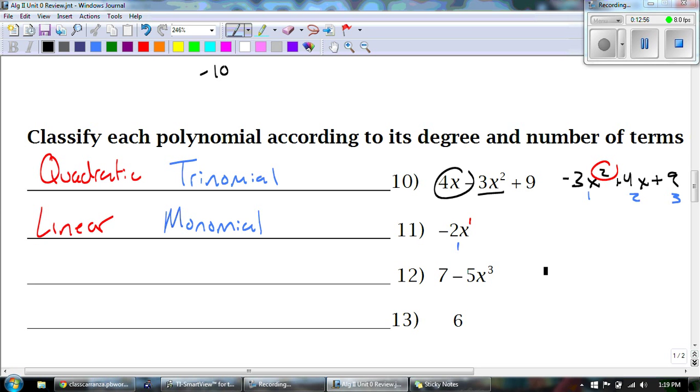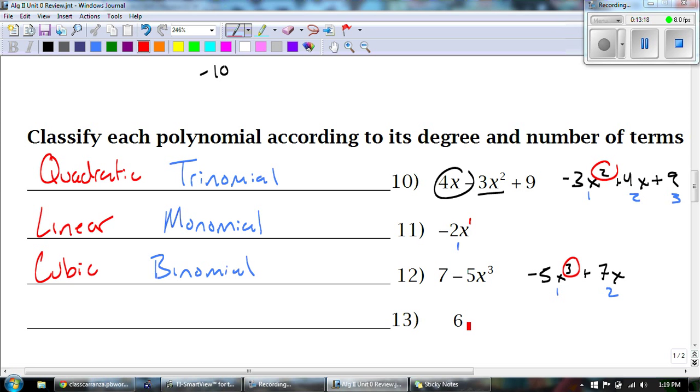Number 12, I'm going to put it in standard form. That's negative 5x cubed plus 7x. My highest exponent is 3, so that means it's going to be a cubic. And there are 2 terms, so it's a cubic binomial.